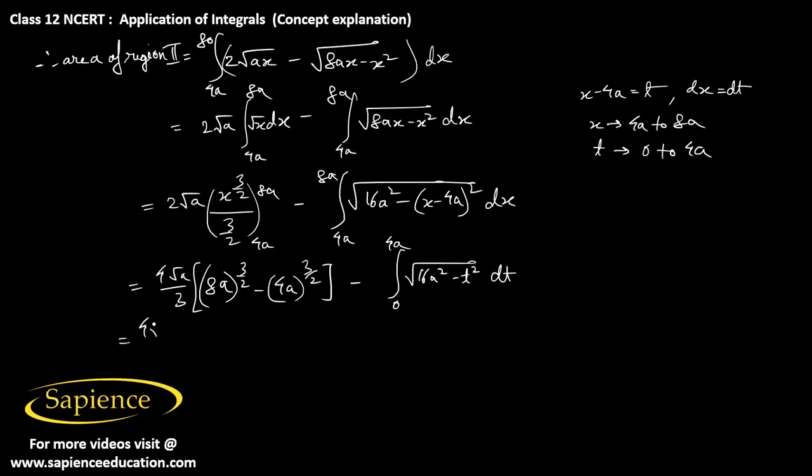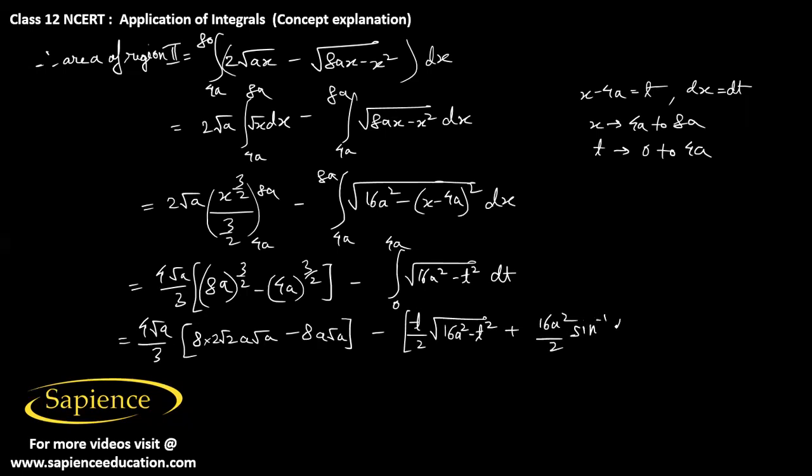So this will be equal to 4 root a by 3, and this will be root over 8, that is 2 root 2. So 2 root 2 whole cube, that is 8 into root 8, so that is 8 into 2 root 2 into a root a. Then minus, square root of 4 is 2, so 2 cube, that is 8, 8 into a root a. Then minus t by 2 into square root of 16a² minus t², then plus a² by 2 sine inverse t by a, and that will go from 0 to 4a.